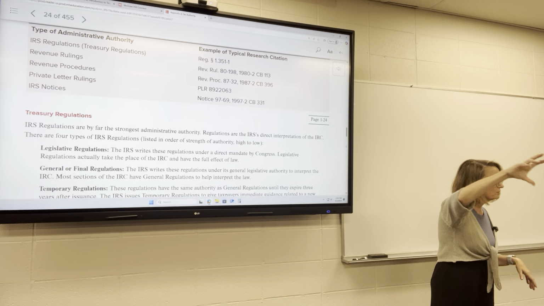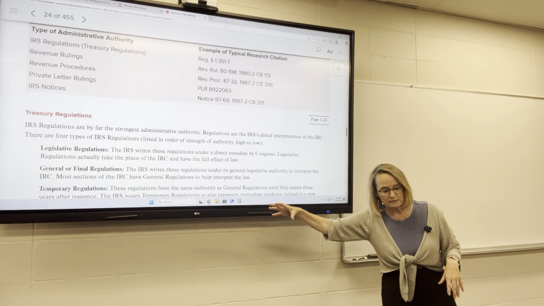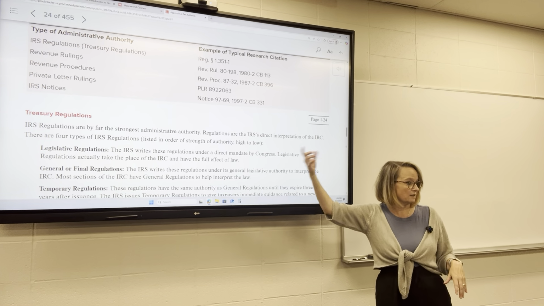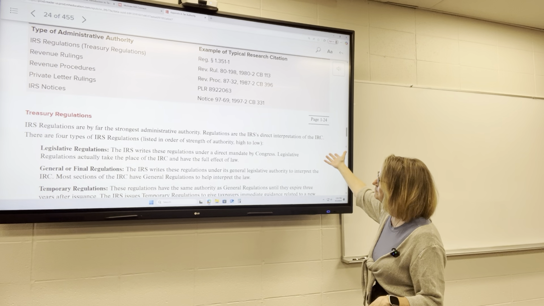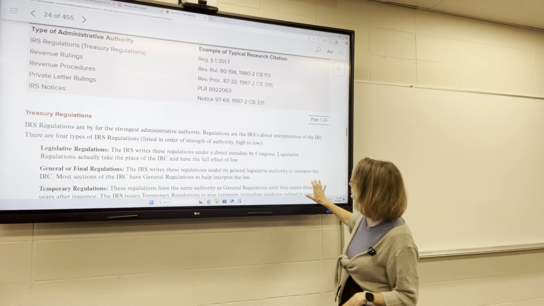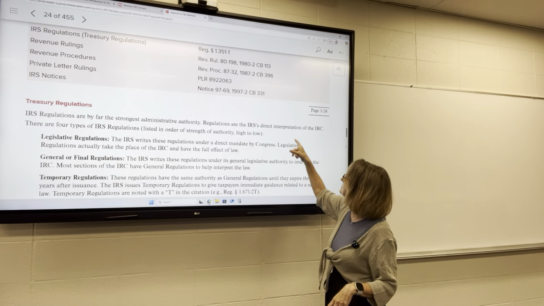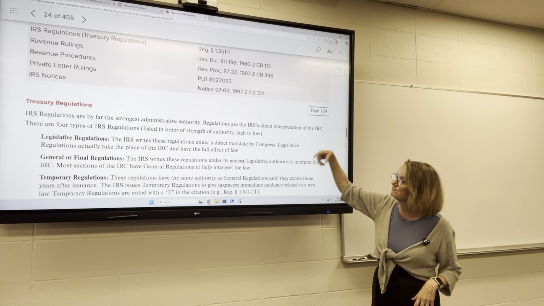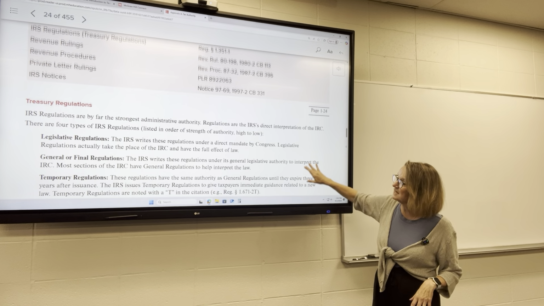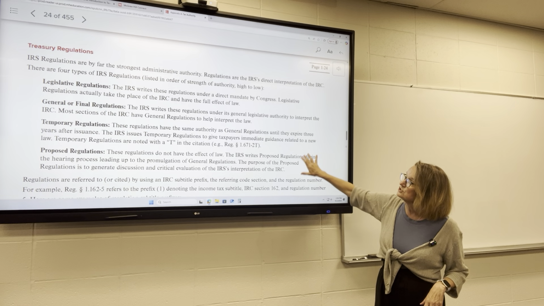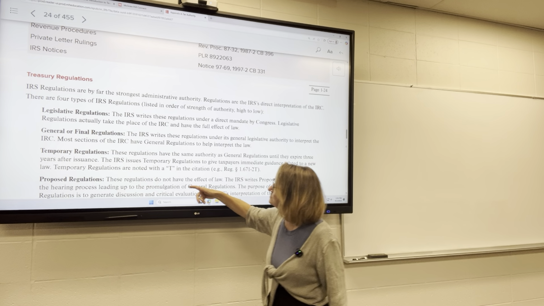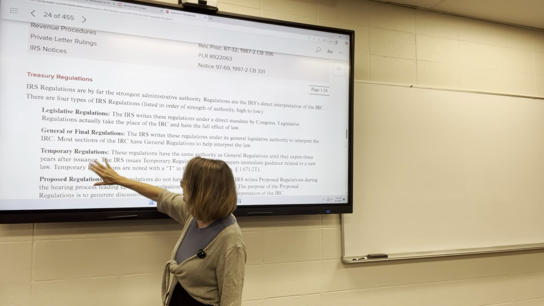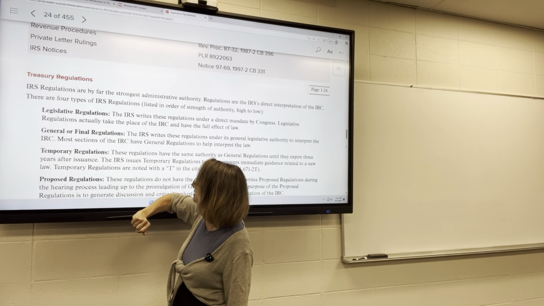The ultimate authority is the statutory authority, so the laws and the Constitution. Then we've got administrative authority. These are regulations, so this is the IRS's direct interpretation of the code. And there are 4 different types of regulations: legislative regulations, general or final regulations, temporary regulations, and proposed regulations.